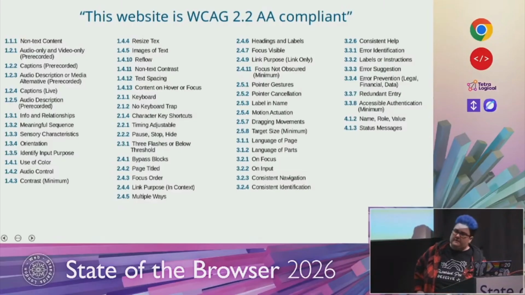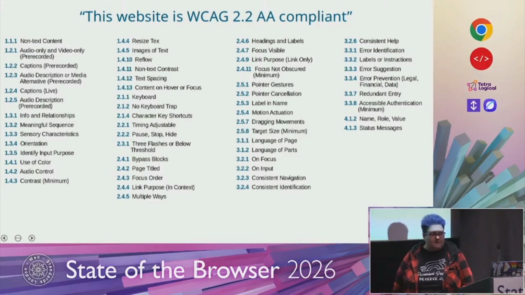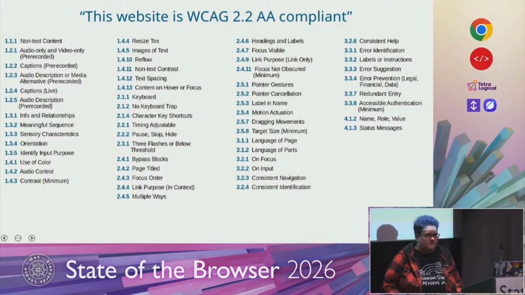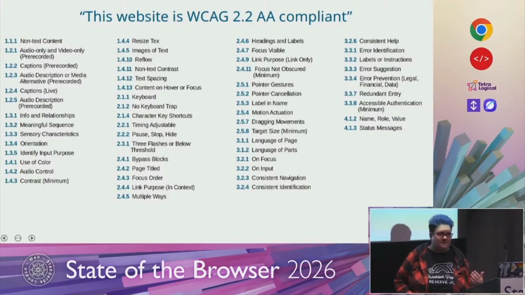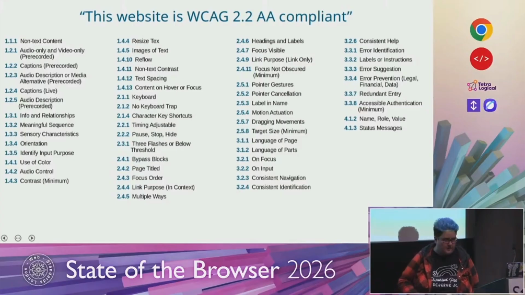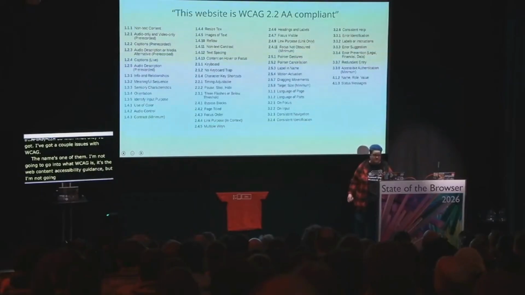So I'm talking about WCAG compliance. And I've got a couple of issues with this, which we're kind of going to go over. No shade to anyone who works on WCAG. WCAG kind of is what it is, and people have come to these decisions. They have to come, was it the retro prime directive? People do the best they can do with what they've got. But I've got a couple of issues with WCAG. The name's one of them. I'm not going to go into what WCAG is. It's the Web Content Accessibility Guidelines, for people who don't know. But there's lots of really good talks out there that you can go and have a look at instead.